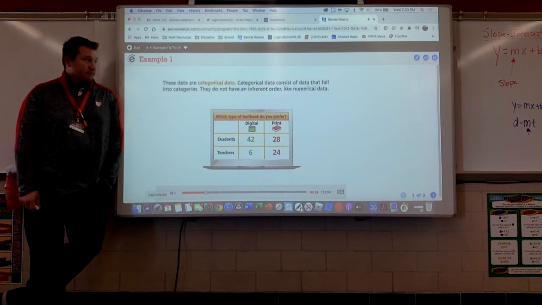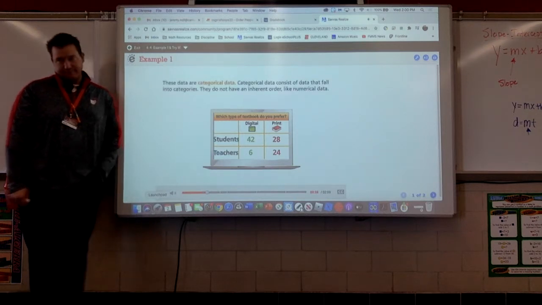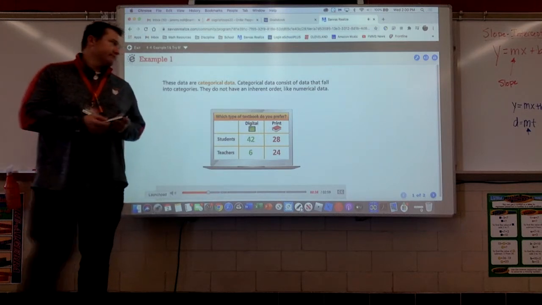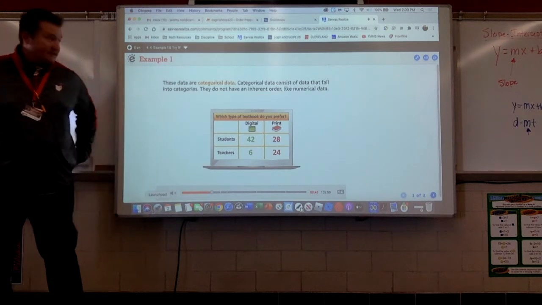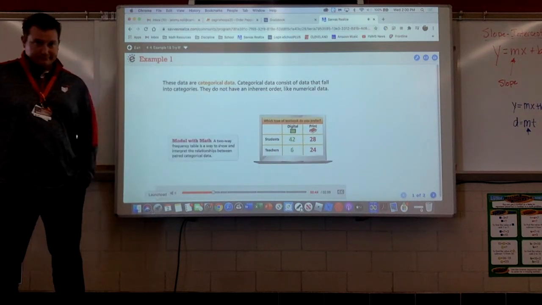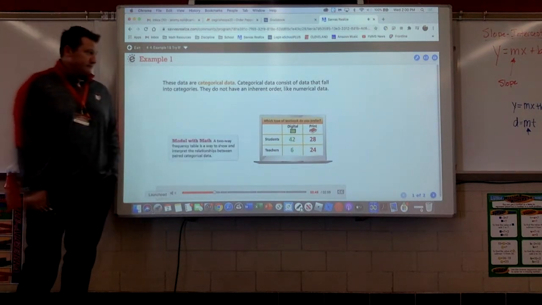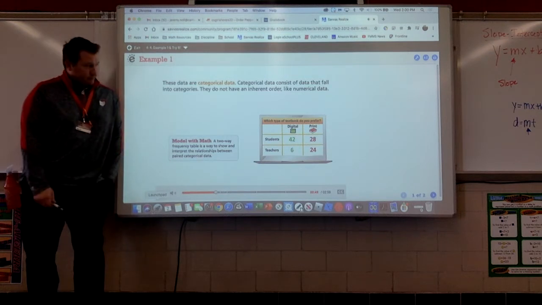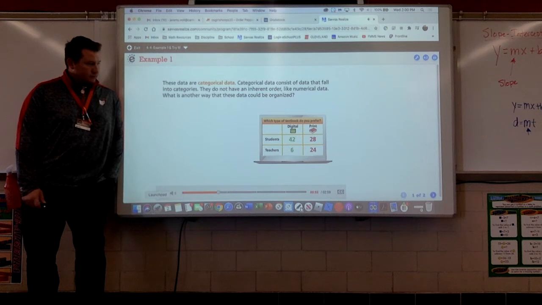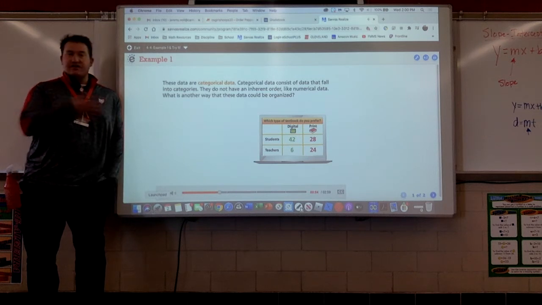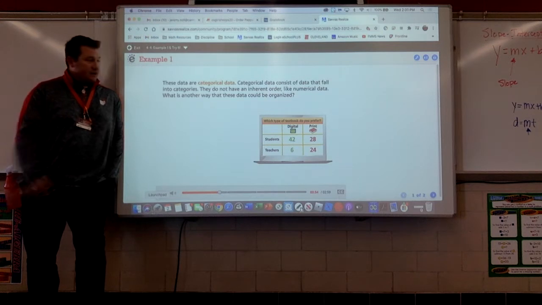These data are categorical data. Categorical data consist of data that fall into categories. They do not have an inherent order that makes sense like numerical data. Okay? A two-way frequency table is a way to show and interpret the relationships between paired categorical data. What's another way that these data could be organized? So guys, categorical data, just data or numbers in categories.